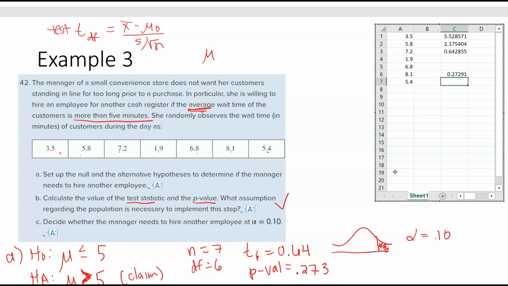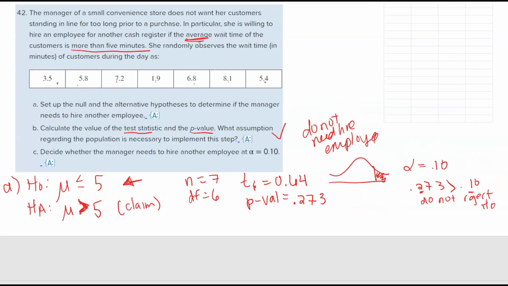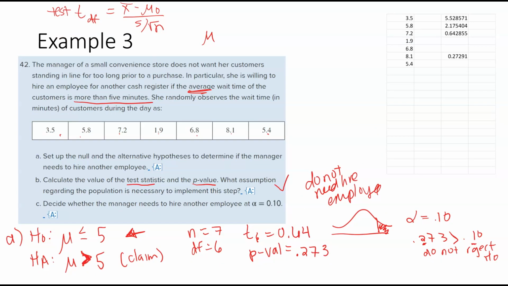So let's compare the p. So 0.273, how does that compare to 0.10? So first digit, it's already greater than. So we're not rejecting the null. If we do not reject the null, then we're saying it is less than 5. So if it's less than 5, they do not need to hire another employee. And that's it written out for you.